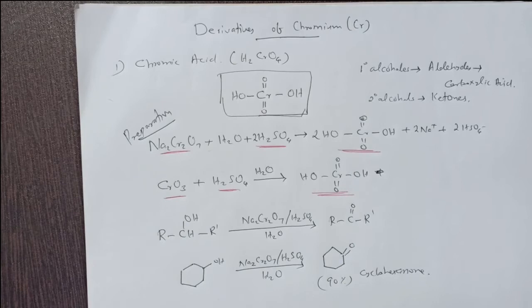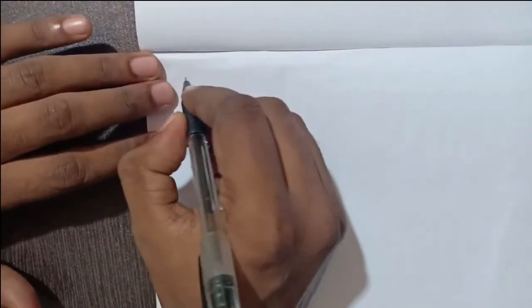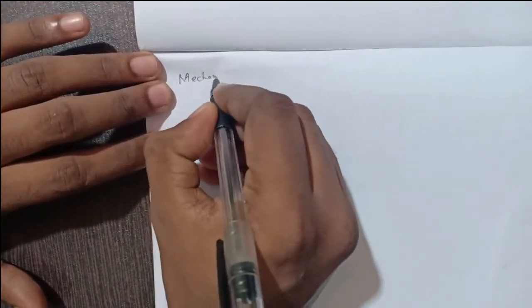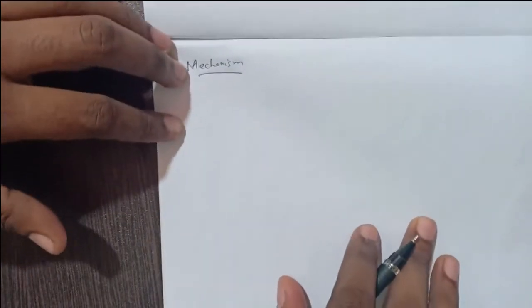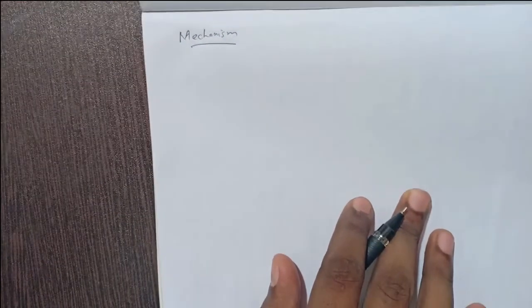Next we are going to consider the mechanism of this reaction, the mechanism of chromic acid oxidation of alcohols. Actually, the chromic acid oxidation involves the formation of a chromate ester in the first step. Then the elimination of a proton, H+, from the chromate ester gives the carbonyl compound as the product.